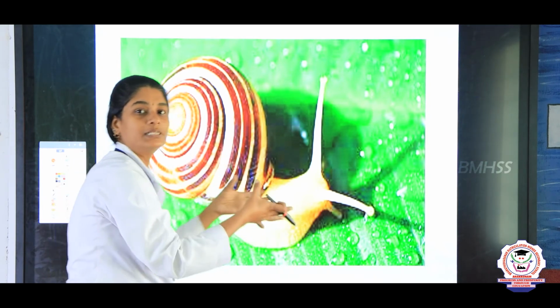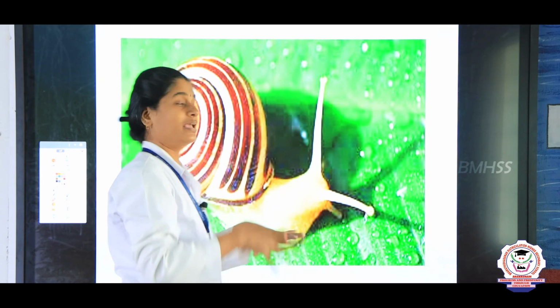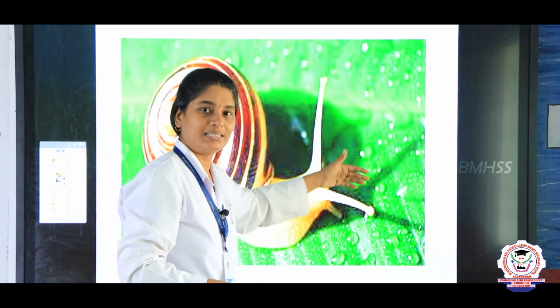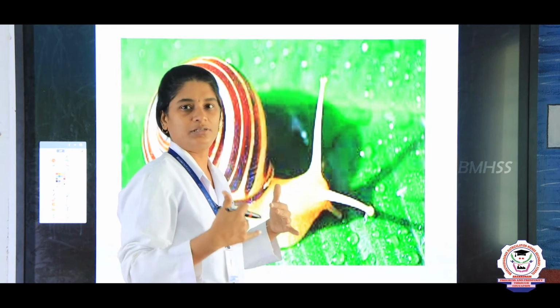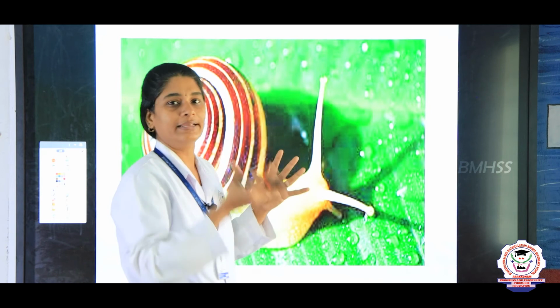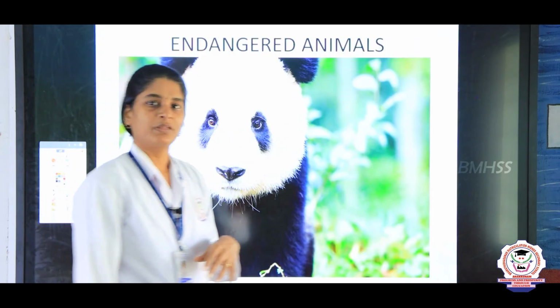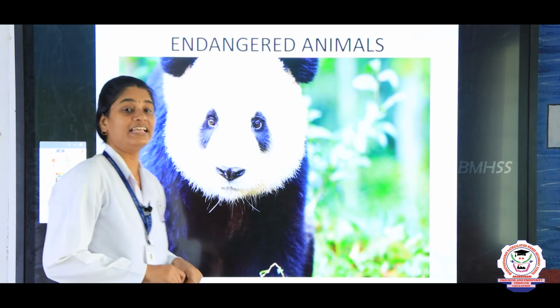So, some animals protect their body from danger by using their shell, right: snail, crab, or we can say some mollusk. So, these animals protect themselves from dangers by hiding inside the shell. Okay. So, these are all the adaptations for protection. Okay, right. So, next we are going to see about endangered animals.